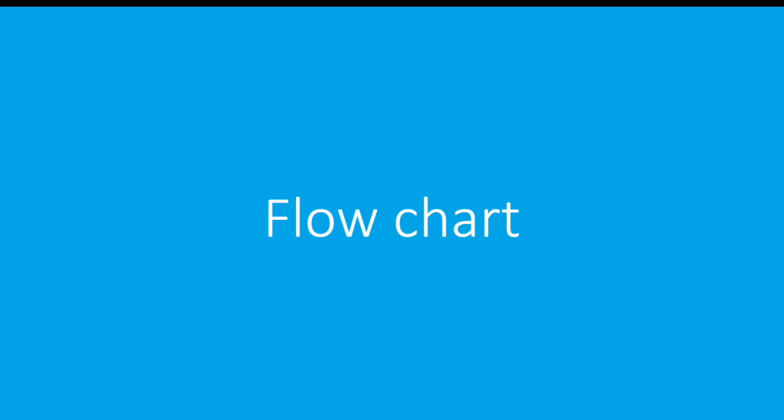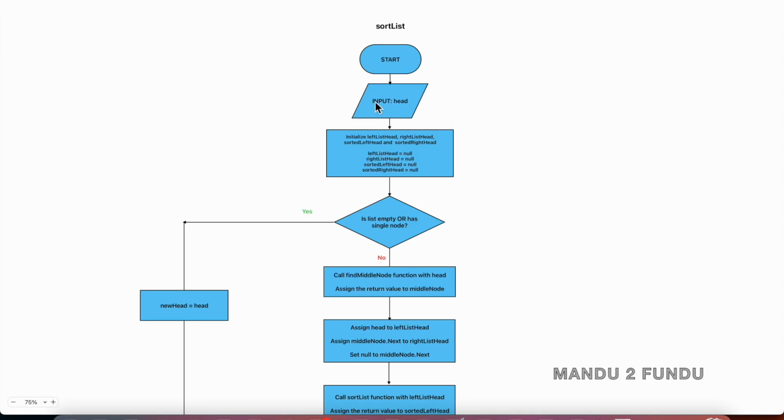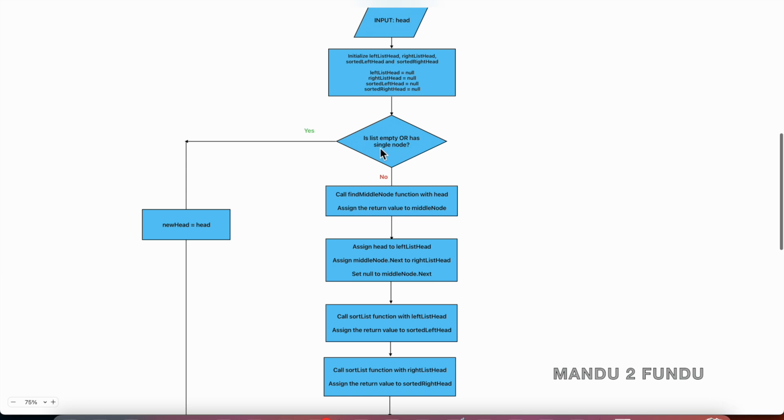Let's look at the flowchart. Input for this procedure is the head of the linked list. First we initialize the left list head, right list head, sorted left head and sorted right head pointers to null. Then we check whether the given input list is empty or has a single node. If that is true, we simply return the current head as the new head of the merged list.